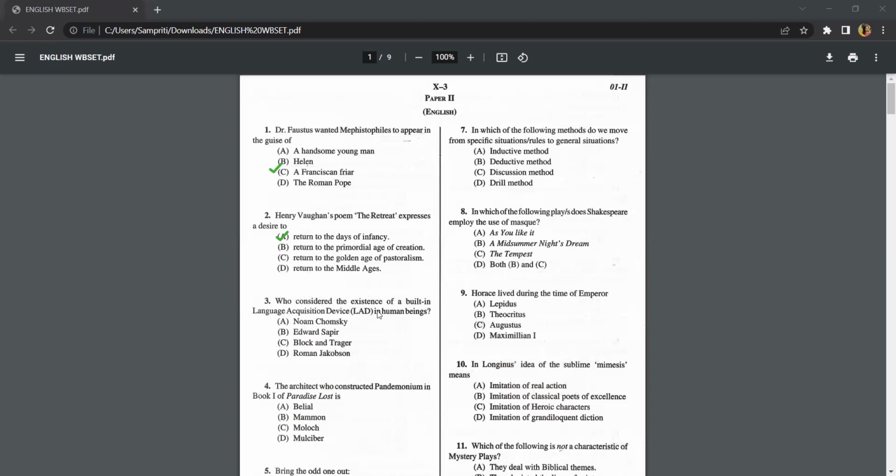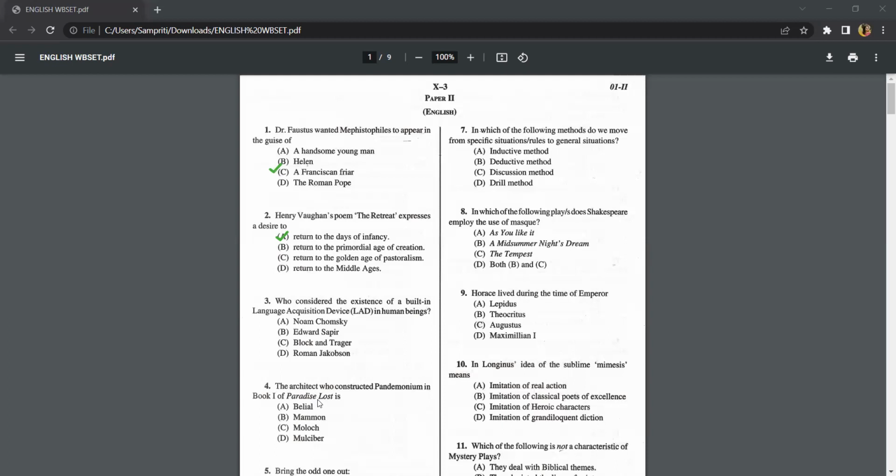Number 3, who considered the existence of a built-in language acquisition, of course, LAD, language acquisition device. It is related to Noam Chomsky. What was LAD? It is an instinctive mental capacity of a child. It is already there. It's instinctive, সহজাত, as we say in Bengali, that capacity of a child to acquire and produce language. So it is already there in the mother's mind, in the child's brain, a system that is called the language acquisition device. In the 1960s, Noam Chomsky established that.